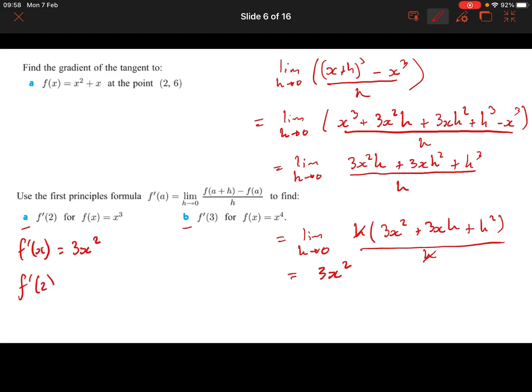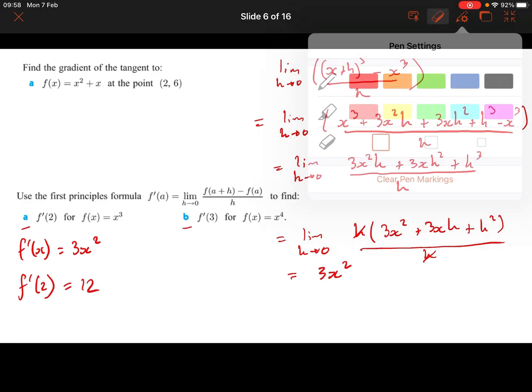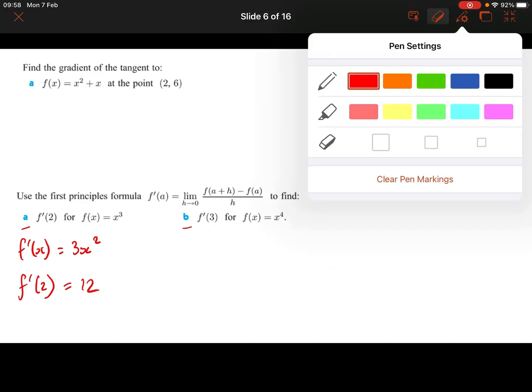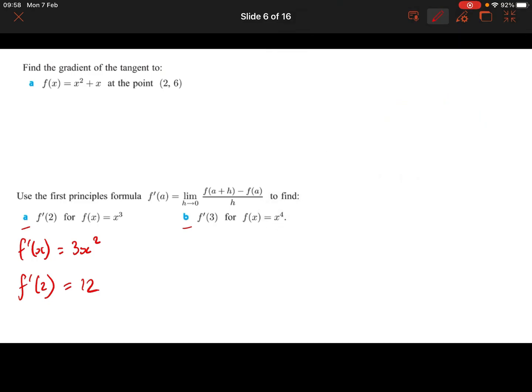F prime of 2, so the gradient of the function at an x value of 2, becomes 3 times 2 squared, which is 4 times 3, which is 12. So the gradient of x cubed at an x value of 2 is 12. Okay, same for the next one. We're just going to make sure we use a binomial expansion, do it nice and quick. So we want the limit as h tends to 0 of x plus h to the power of 4 minus x to the power of 4 over h.